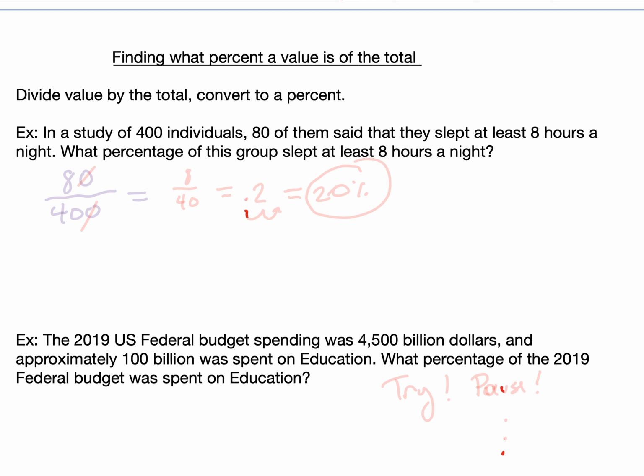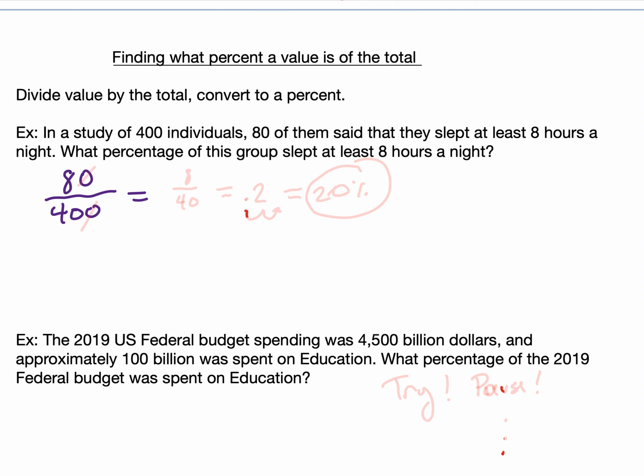So for the last topic of this video, we'll find what percent a value is of a total. To find this, we divide the value by the total and then convert to a percent. So as an example, in a study of 400 individuals, 80 of them said they slept at least 8 hours a night. What percentage of this group slept at least 8 hours a night? So for us, we would take the smaller group divided by the total, divided by 400.